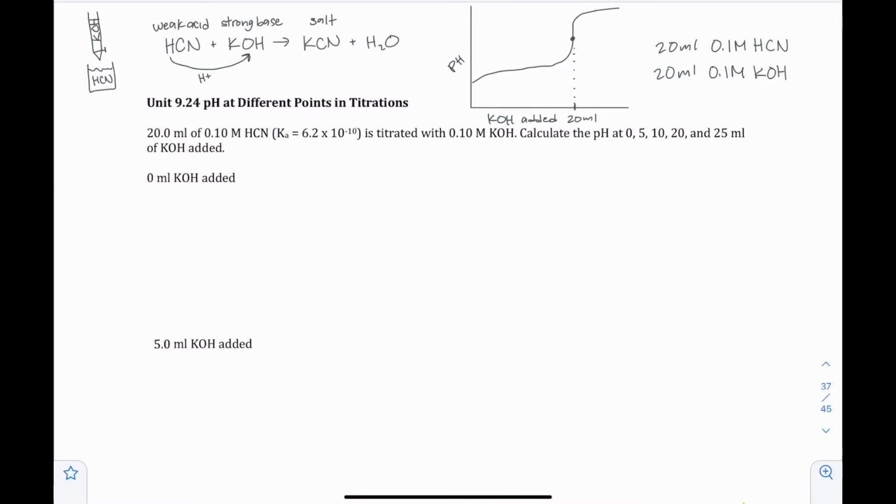Let's start by finding the pH in the beaker at 0 mL of KOH added. At this point, none of the base has been added yet, so there's only the weak acid solution in the beaker. Since we only have the weak acid, we'll do an ICE box to find the pH. Write out the equation for the weak acid reacting with the water in the solution. HCN donates H+ to H2O to make H3O+ and the conjugate base.